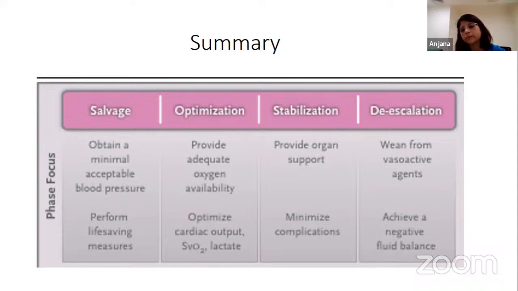Another point that I would just like to make is we should always have an idea about what's happening at the macro circulation and at the micro circulation.